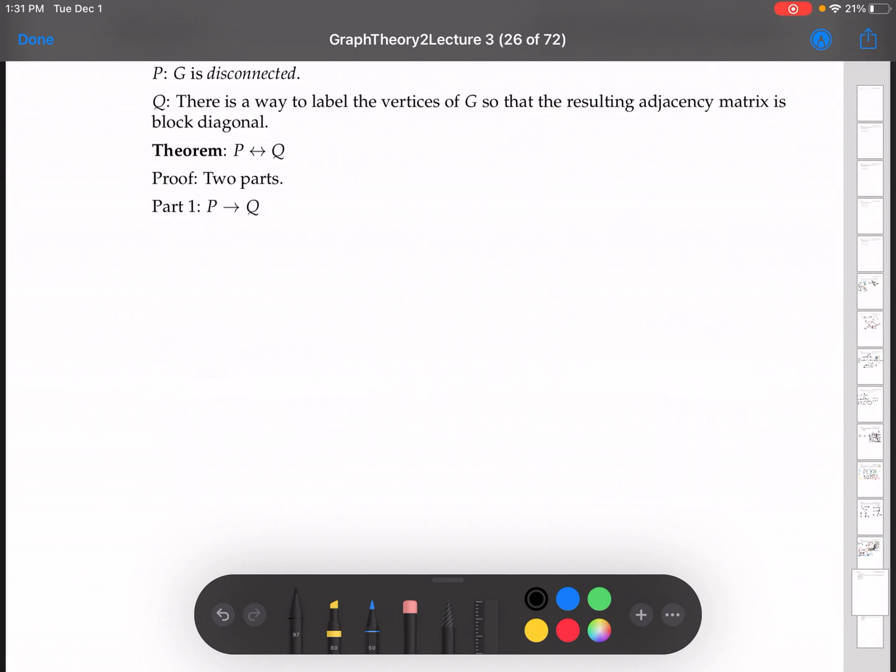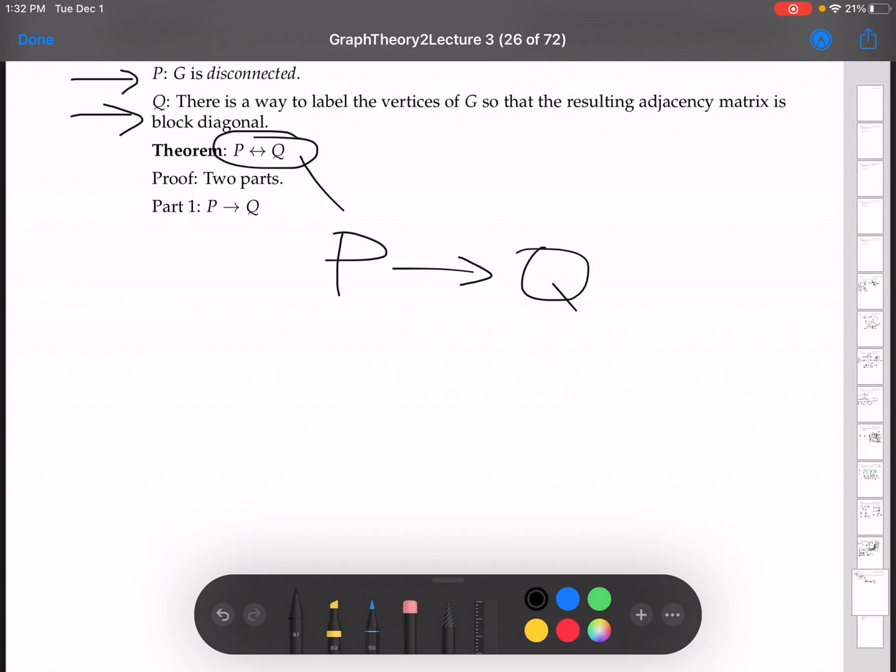All right, we're going to prove this theorem here that P if and only if Q, or that P is equivalent to Q. P and Q are equivalent statements where P is the statement that G is disconnected, and Q is the statement that there is a way to label the vertices of G so that the resulting adjacency matrix is block diagonal. Remember, to prove something of this form, P if and only if Q, we have two things to prove. We have to prove that P implies Q, or if P then Q, and we have to prove that Q implies P. If Q, then P.